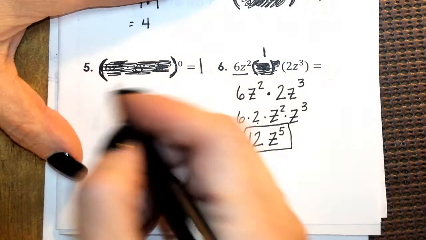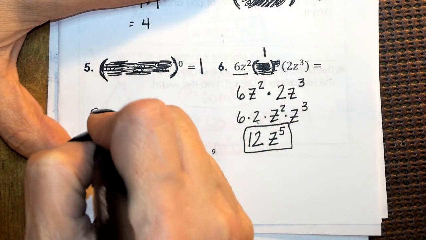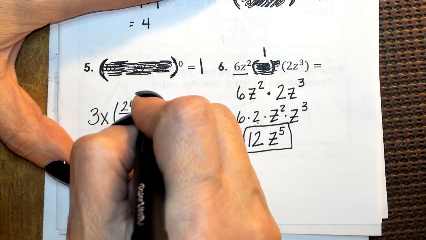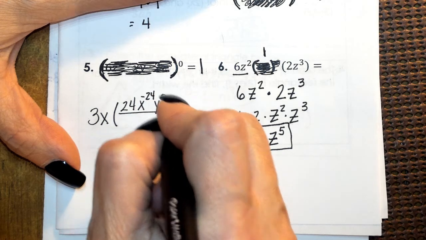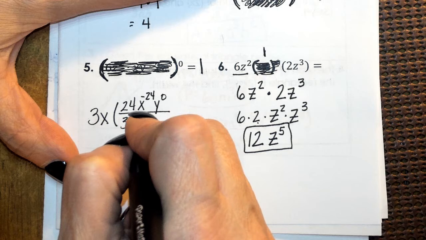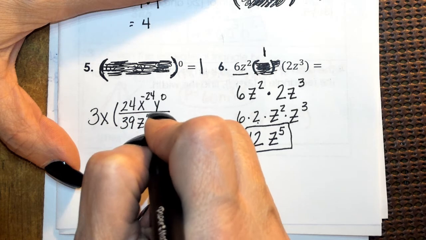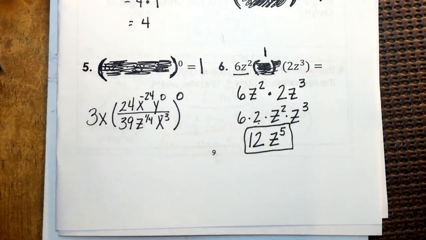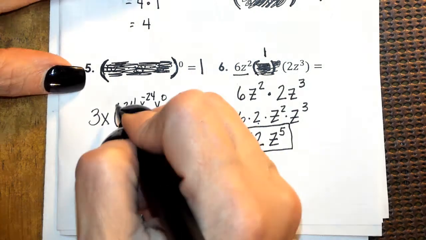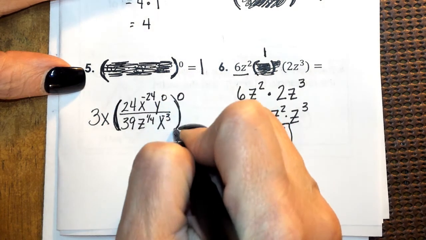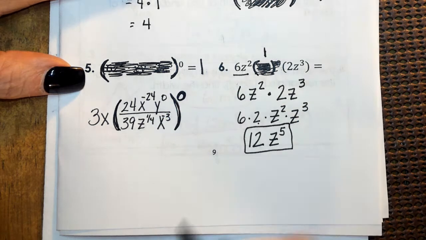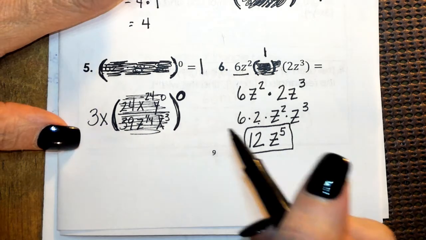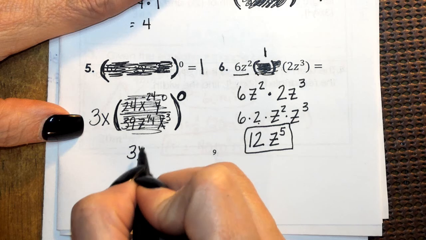So, if you see something like this, 3x, parenthesis 24x to the negative 24y, I'm going to put to the 0. 39z to the 1/4, and I'll throw in x to the negative 3, parentheses raised to the 0 power. Oh, Mrs. Dean, but there's 2 zeros. It doesn't matter. This parenthesis here and this parenthesis here, all of that is raised to the 0. So I'm just going to color that in because it's like it's gone. It's just the number 1. So my answer would be 3x.